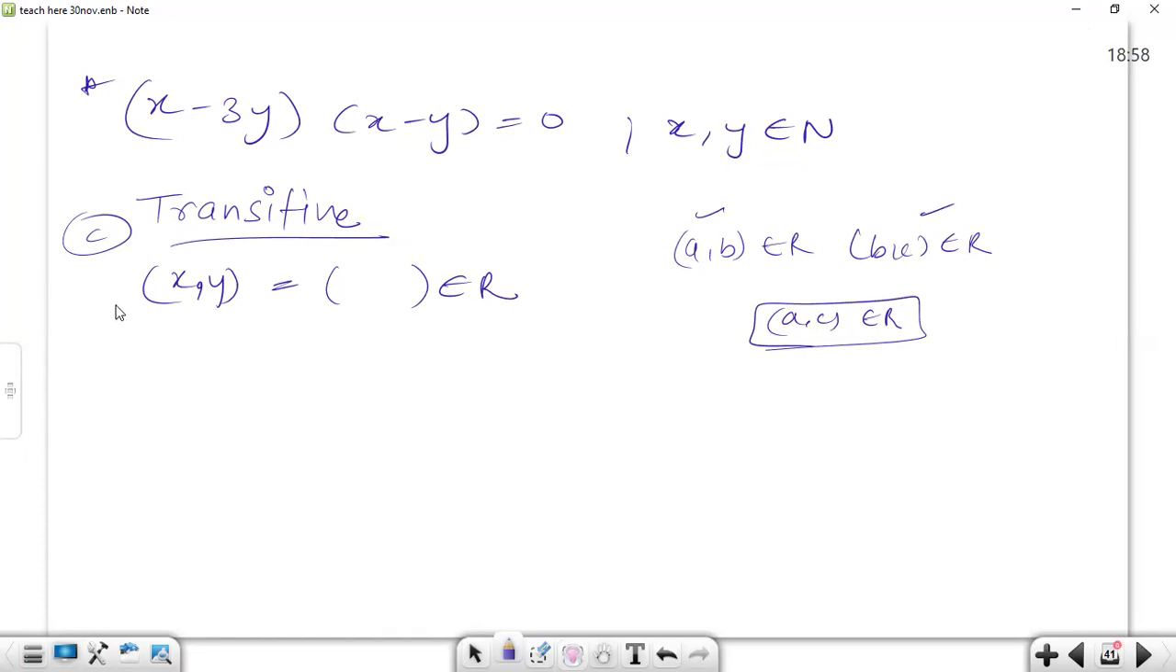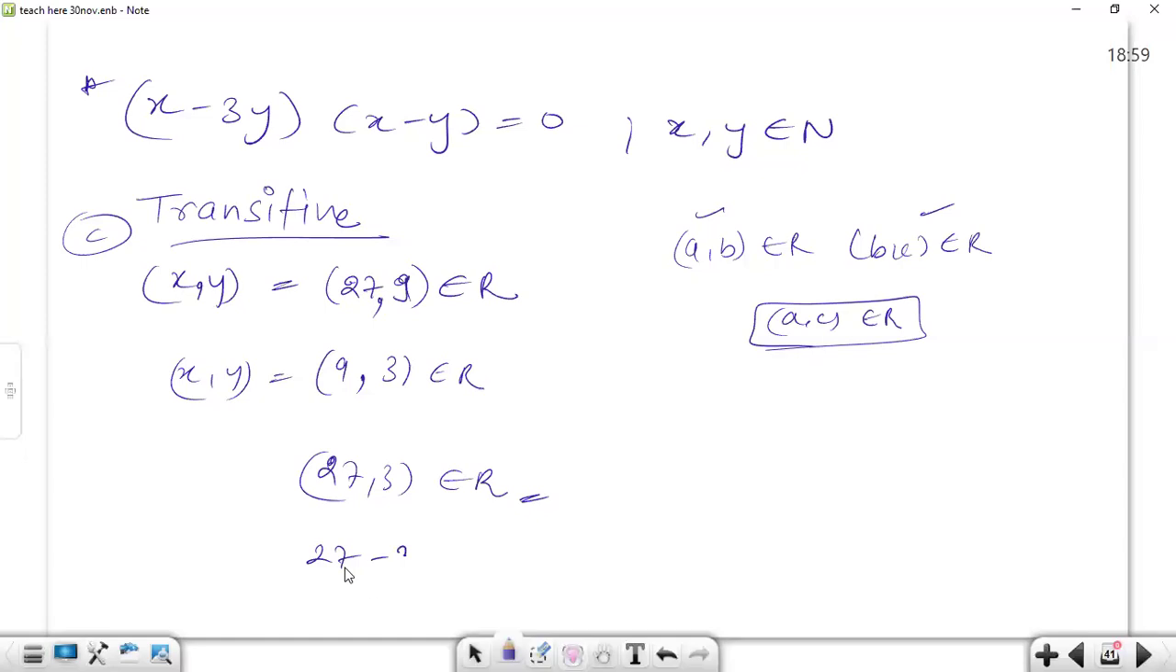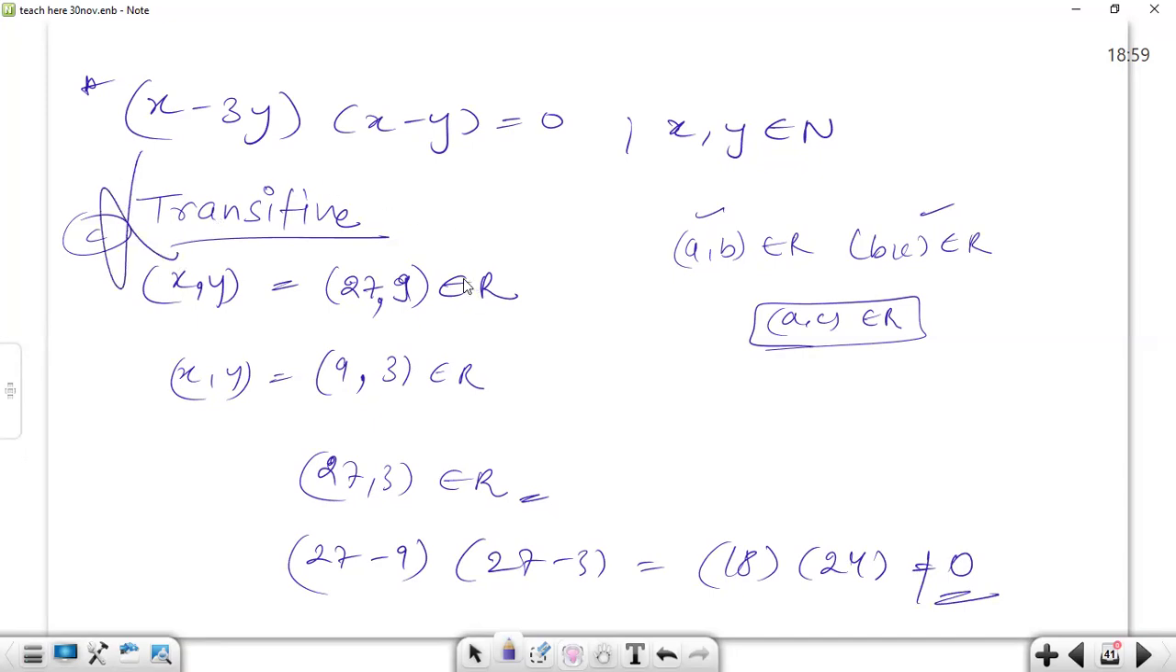So let's take a as x equals 27. If we take x as 27, then y has to be 9. Great. Let's take 9 as the next x, and then y is 3, since 9 is 3 into 3. So if (27, 9) is in the relation and (9, 3) is in the relation, for the relation to be transitive, (27, 3) must be in the relation. Now let's check whether this is true. x equals 27 minus 3 into 3, which is 27 minus 9, 18, into 27 minus 3, 24, which is not equal to 0. So our relation is not transitive. Clear? Any doubts?